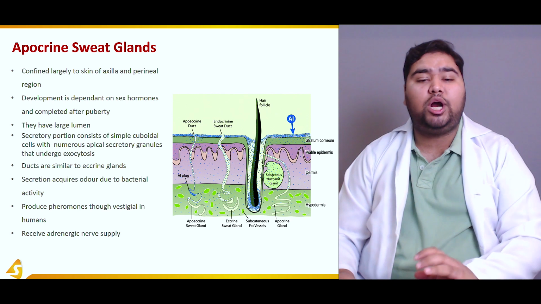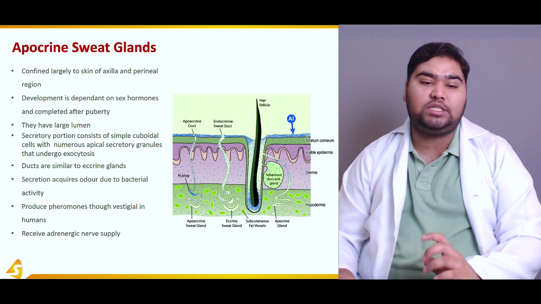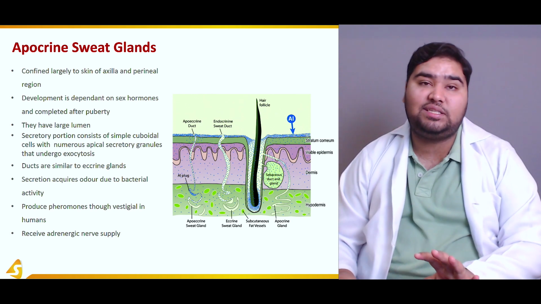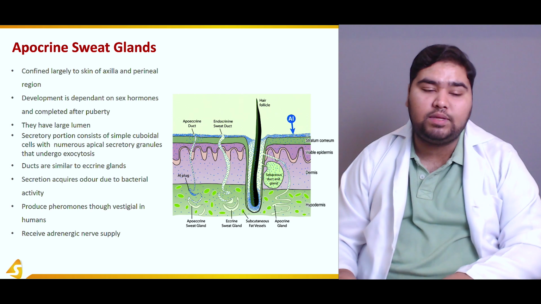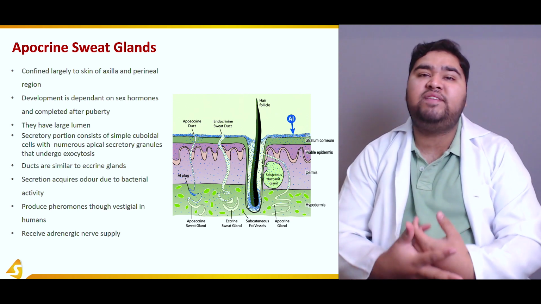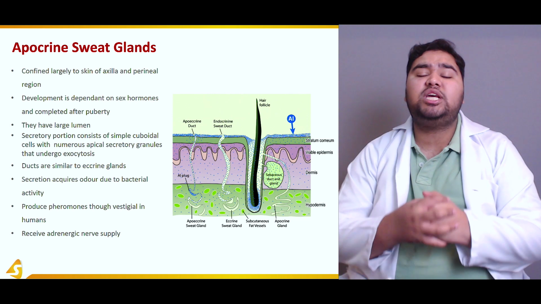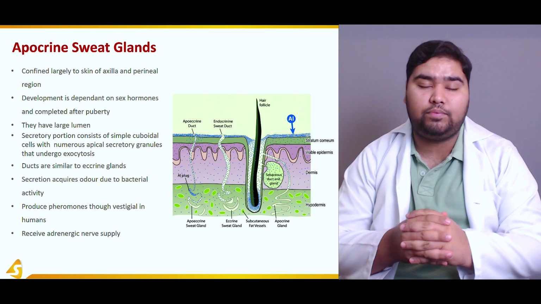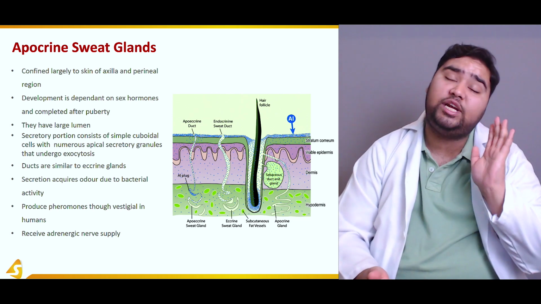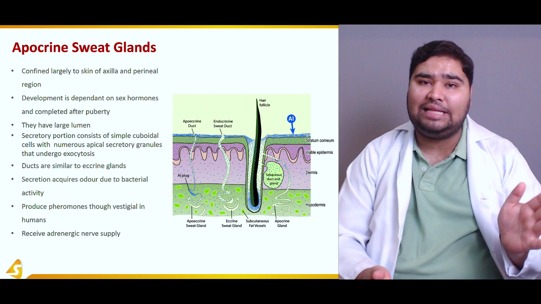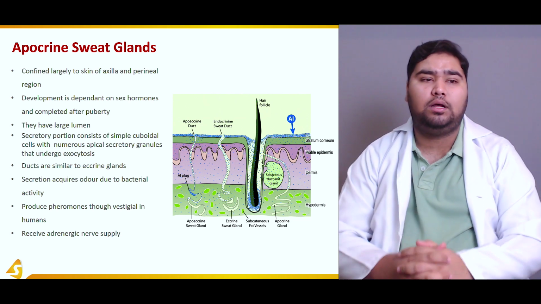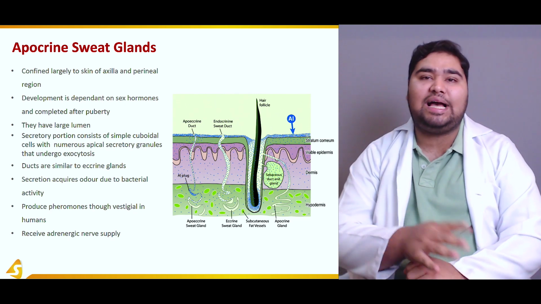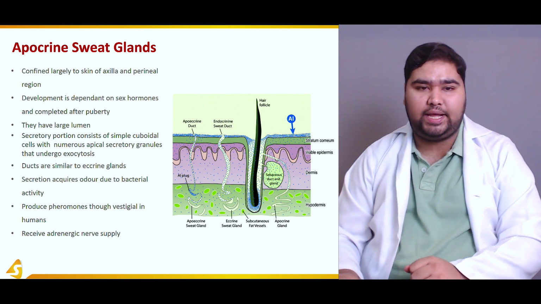The secretion acquires odor due to bacterial activity on the skin. They produce pheromones, though this is a vestigial function in humans. What does a vestigial function mean? Vestigial usually means that it is not very effective now in human beings, but it once was in our ancestors when it was used for mating and sexual activities. And these glands receive adrenergic nerve supply.